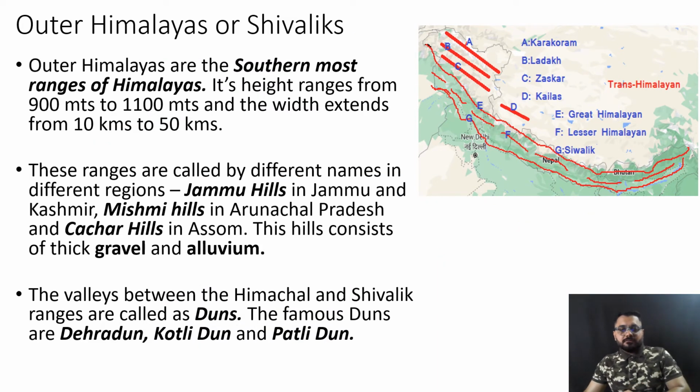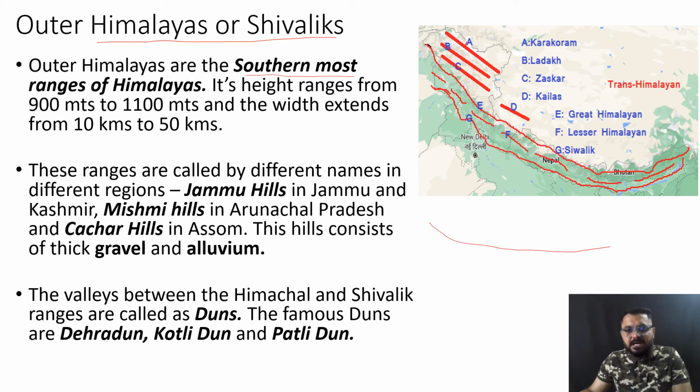So let us now move to the outermost range of Himalayas called the Outer Himalayas or Shivaliks. They are the southernmost range of Himalayas. Already we know that the northernmost range of Himalayas are the Greater Himalayas. After Greater Himalayas, we have Lesser Himalayas, and after Lesser Himalayas, we have Outer Himalayas, also called as Shivaliks.